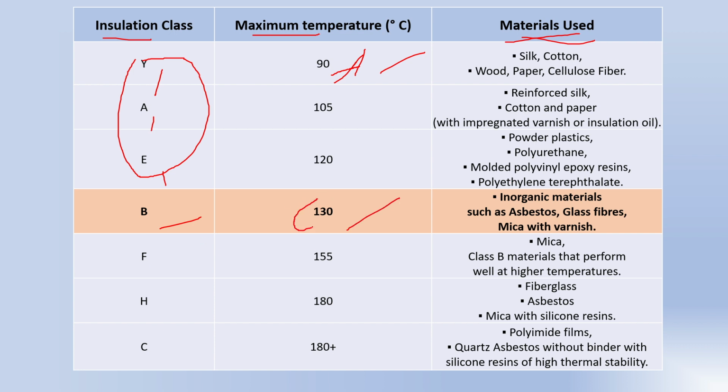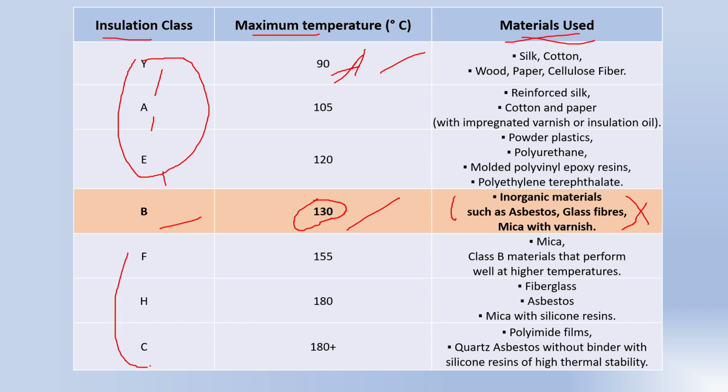Class B can withstand 130 degrees Celsius, and it is used with organic materials such as asbestos, glass fibers, and mica with varnish. These are the materials I know from what I read and learned from some sources, and I put them here. It is not limited to only these materials for insulation class B. There are some other materials also that we can use for that.